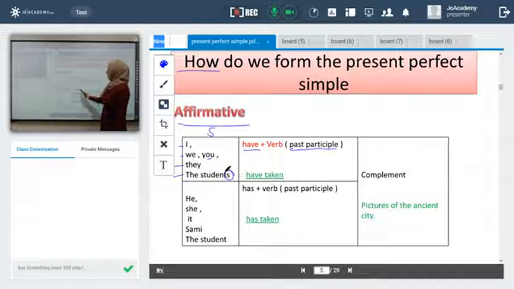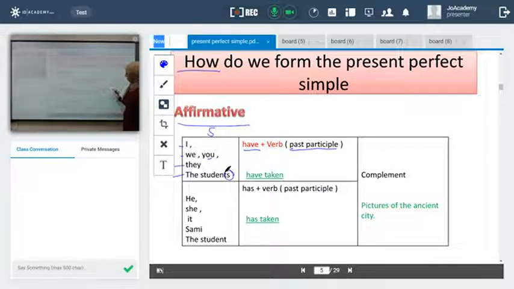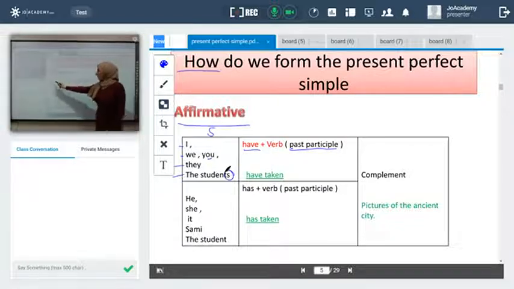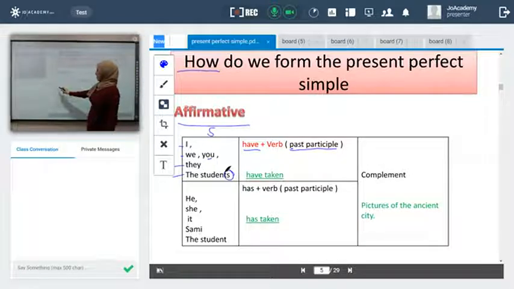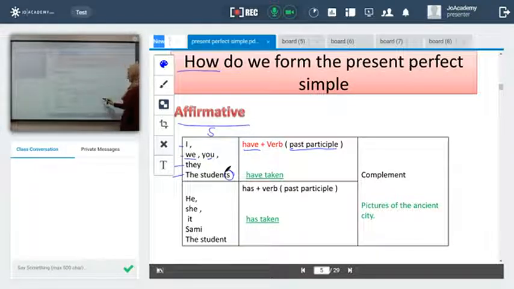So, I have taken. Then we write the complement of the sentence. What is the complement here? Pictures of the ancient city. So, I have taken pictures of the ancient city. We have taken pictures of the ancient city. The students have taken pictures of the ancient city.